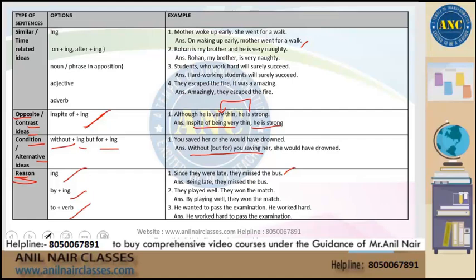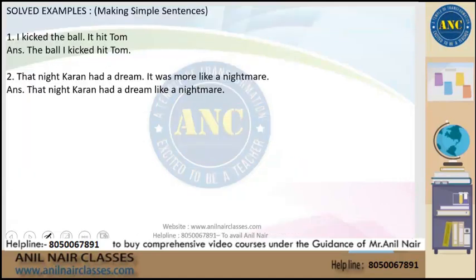He wanted to pass the examination. He worked hard. He worked hard to pass the examination. So these are all different types of sentences and how you can convert them into simple sentences. Let's look at another few solved examples, how we can make them into a simple sentence.